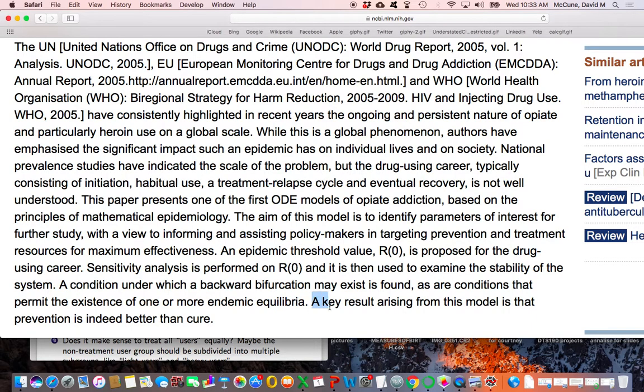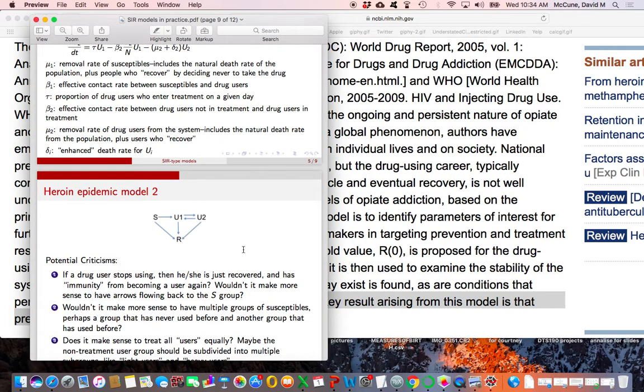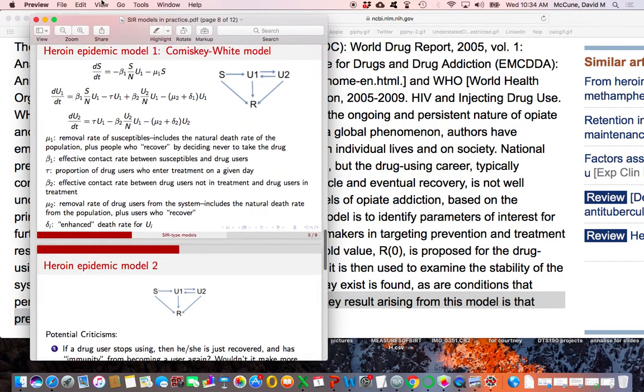And then notice how they end their abstract. They say this. A key result arising from this model is that prevention is indeed better than cure. Okay, so they build this model so they can make predictions so that hopefully, as epidemiologists, they can help policymakers. They can build a better society and help us understand how to treat a heroin epidemic.